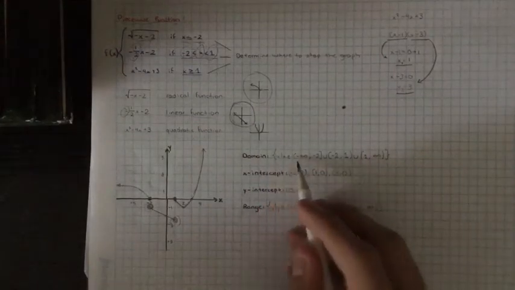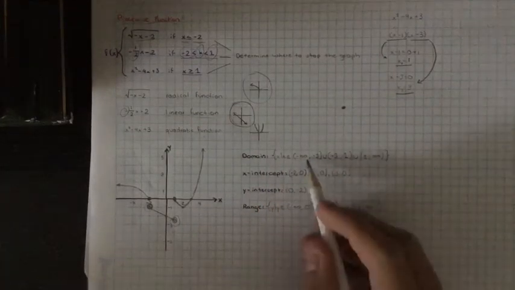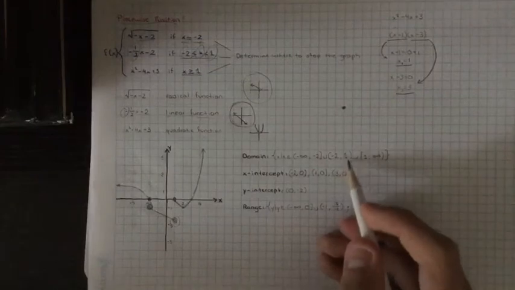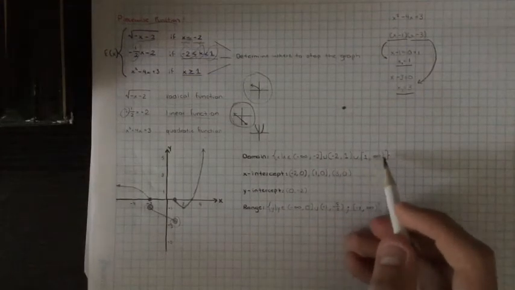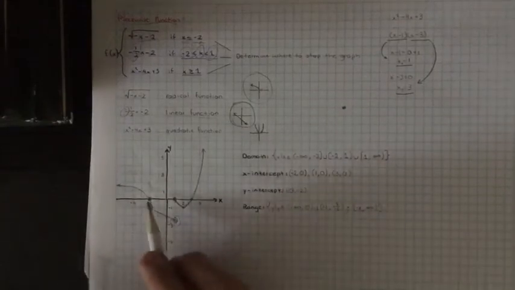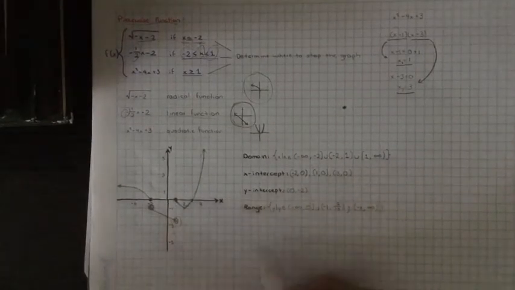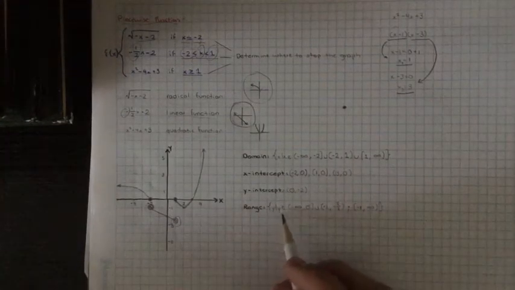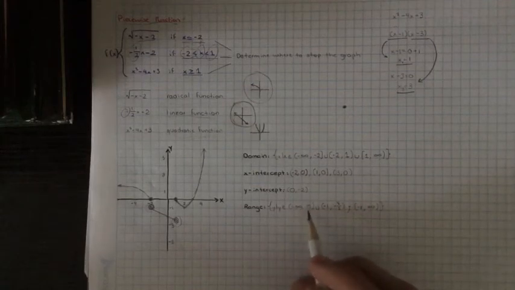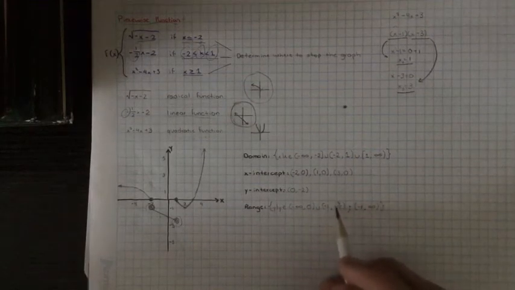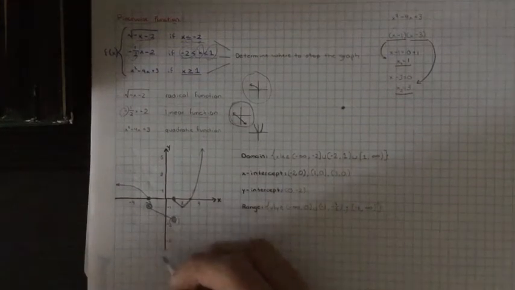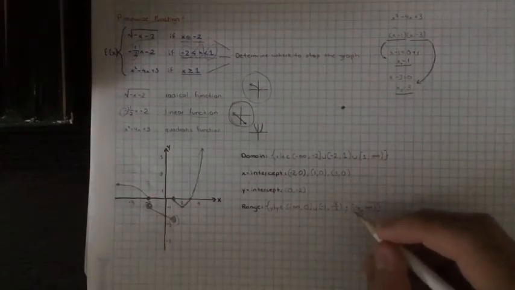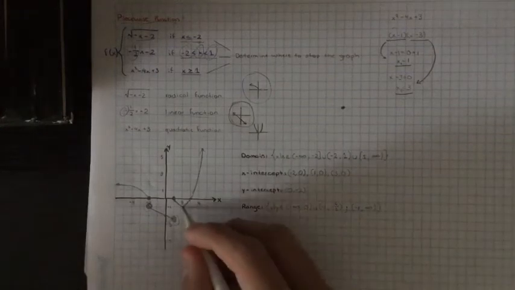So the domain is minus infinity, comma 2, with minus 2 included, union minus 2 not included, 1 not included, union 1 included, infinity. The x-intercepts, of course, are minus 2, 0, 1, 0, and 3, 0. The y-intercept is 0, minus 2, and the range is y equals minus infinity, 0, union minus 1, minus 5/5, because it ends here. It does not end even in a concrete number, and minus 1 to infinity because of this point over here.